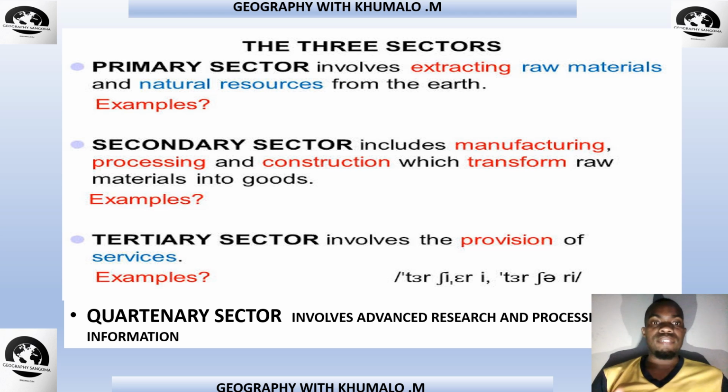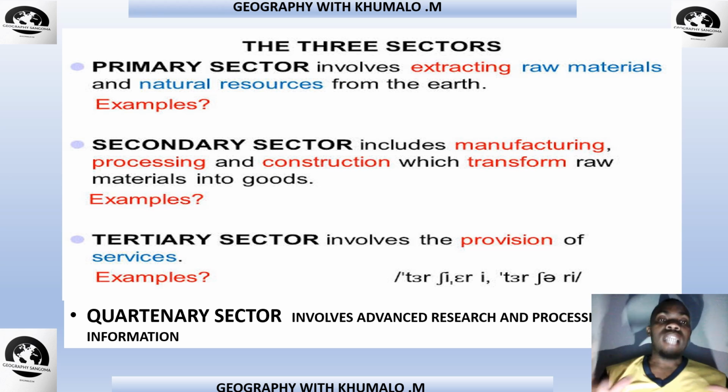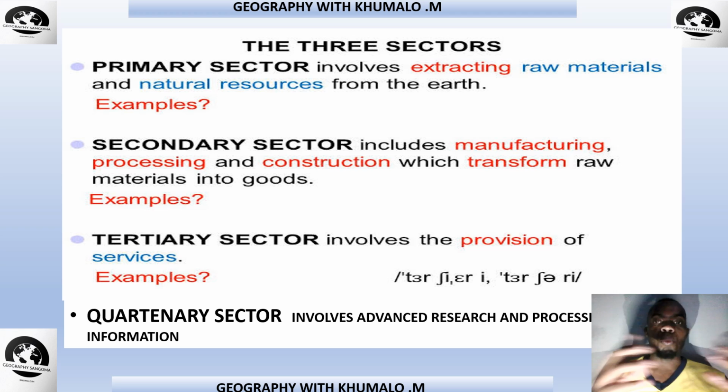Now let's look at the four sectors actually. Forgive me for the three, it has to be four. Now, the four sectors of the economy, we are looking at primary sector, which involves extracting of raw materials and natural resources from the earth. Here we are talking about things like mining, things like your crop farming. So the primary sector deals with extracting raw materials. Then we've got the secondary sector, which includes manufacturing, processing, and construction, which transforms raw material into goods.